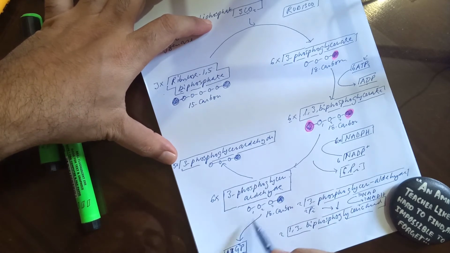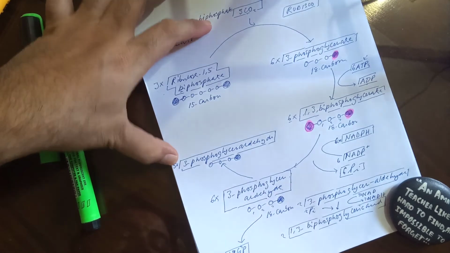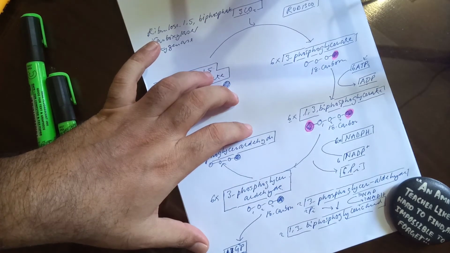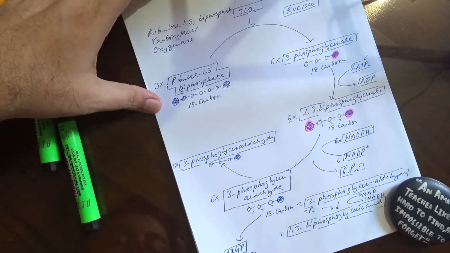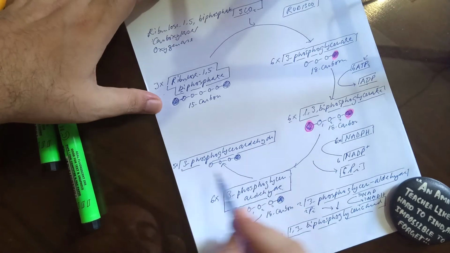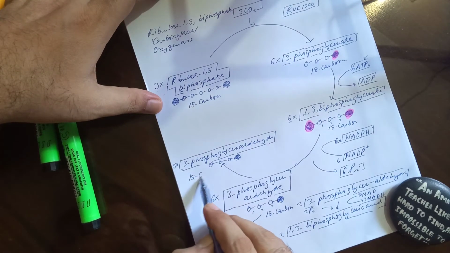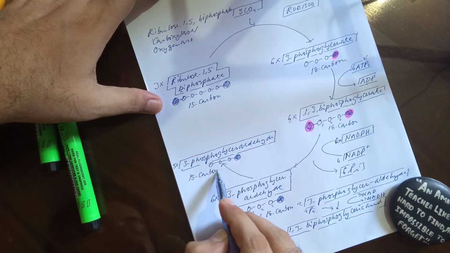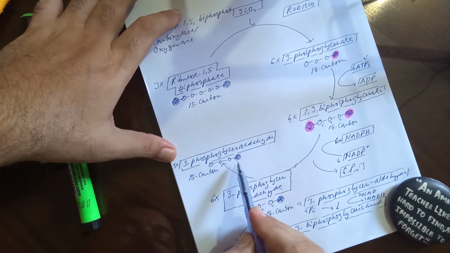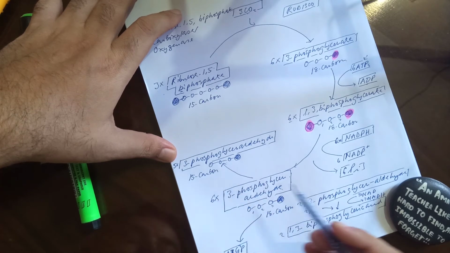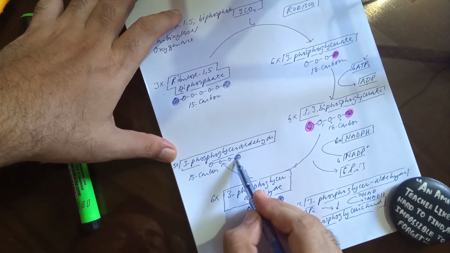Why? Because 3 carbons have gone out of the reaction as product. 3-phosphoglyceraldehyde is gone out of the reaction, so 3 carbons are missing. Out of 18, if 3 are gone, this will be a 15 carbon structure. Why? One has 3, and these are 5 molecules. 5 times 3 is 15 carbon, and each of them has a phosphate group.